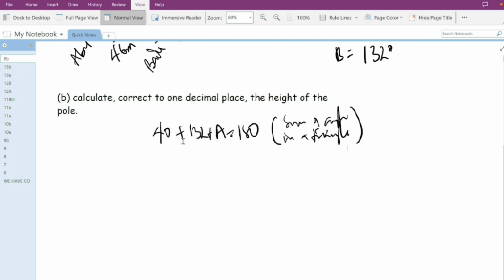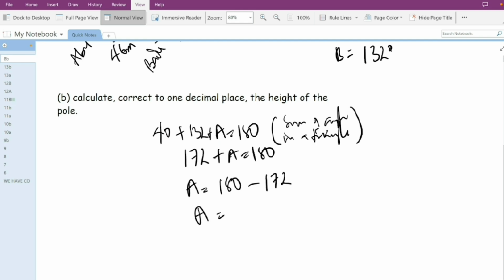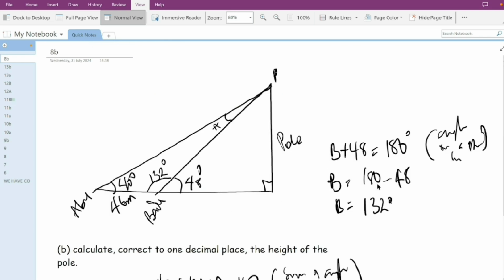Now we have 40 plus 132, which gives us 172 plus A equals 180. So A equals 180 plus 172. Once there's no sign written or it's hidden, it's definitely positive. So plus 172 crosses the equals sign and turns to minus 172. A equals 180 minus 172, which gives you 8. That means angle A is 8 degrees. So we have this as 40, this as 132 degrees, and this as 8 degrees.